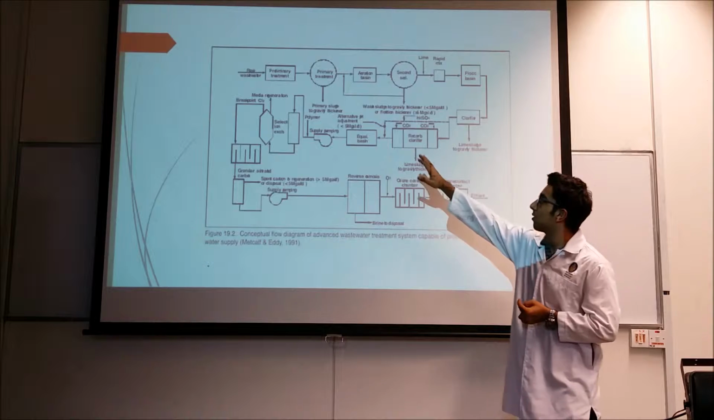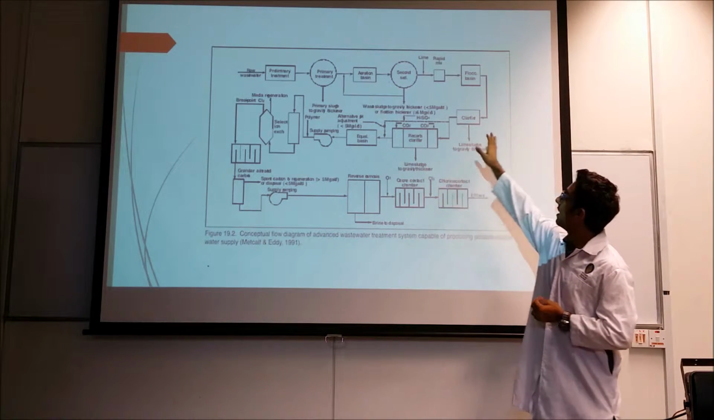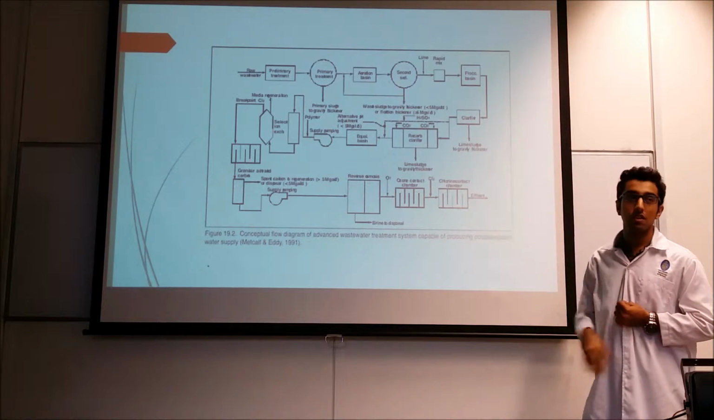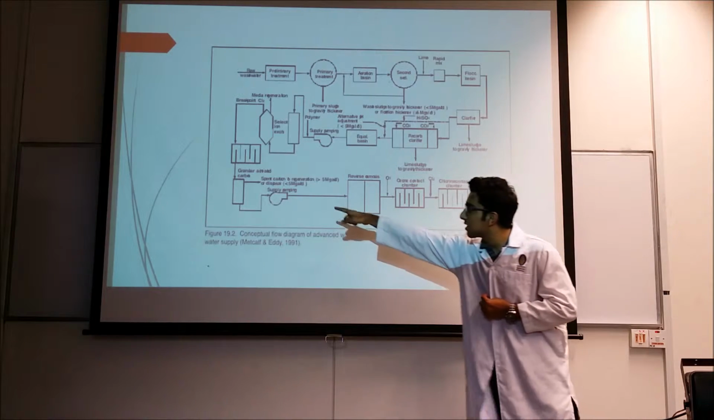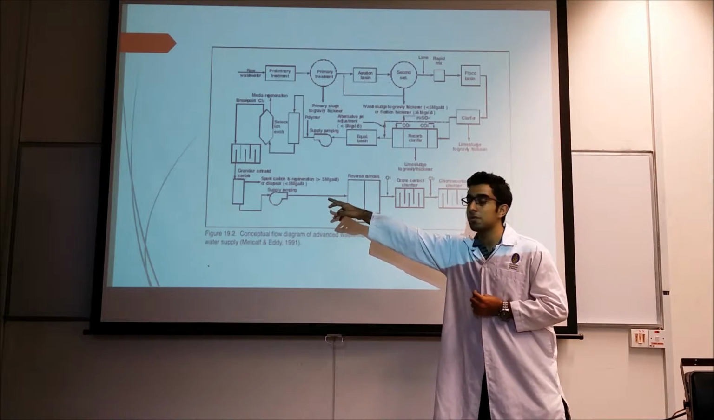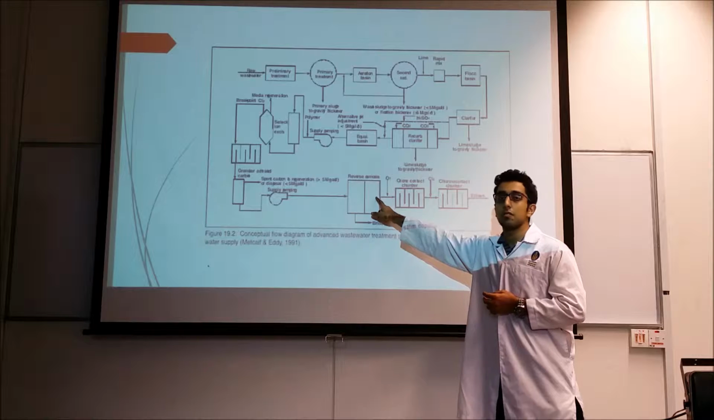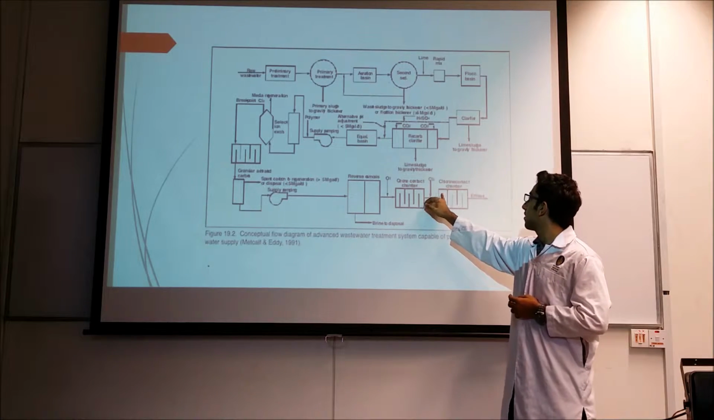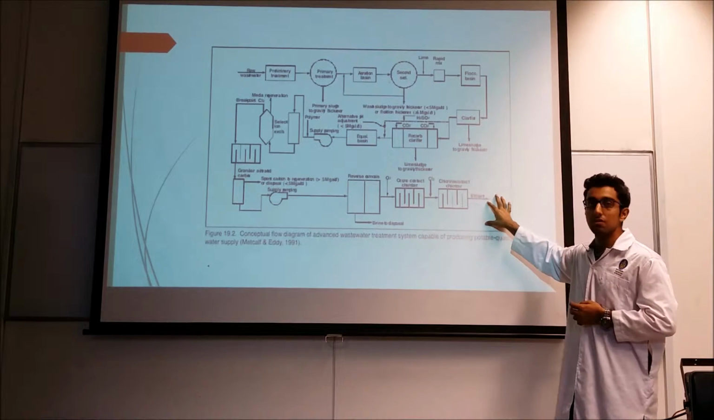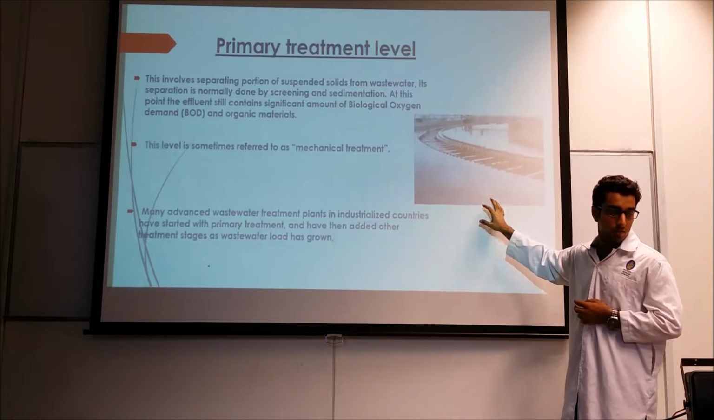It basically describes all the primary, secondary, and the tertiary treatment which is happening in the PFD. And here is where the granular activated carbon adsorption occurs. Here is reverse osmosis and all the chambers, and this is the effluent which comes out of the plant.